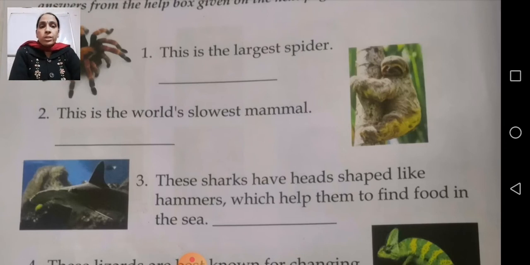That is sloth. Now number 3: these sharks have heads shaped like a hammer, which helps them to find food in the sea. Yes, these sharks have heads shaped like a hammer. That's why these sharks are known as hammer-headed sharks. And these hammer-headed sharks are quite important, very helpful to find food in the sea.